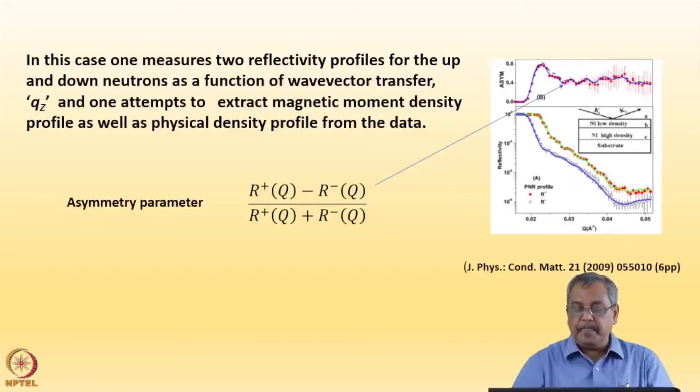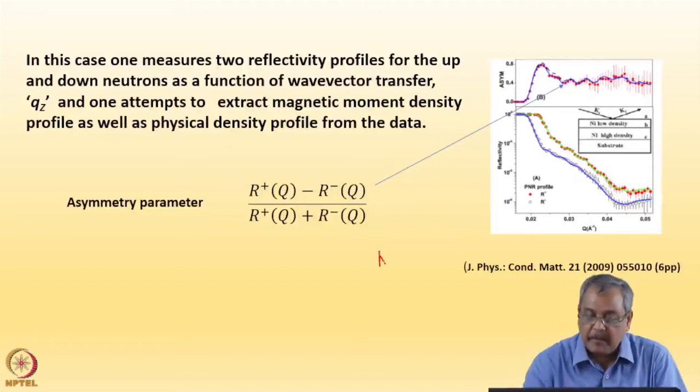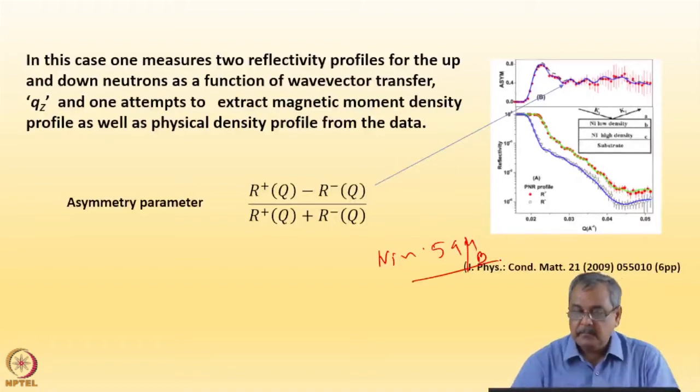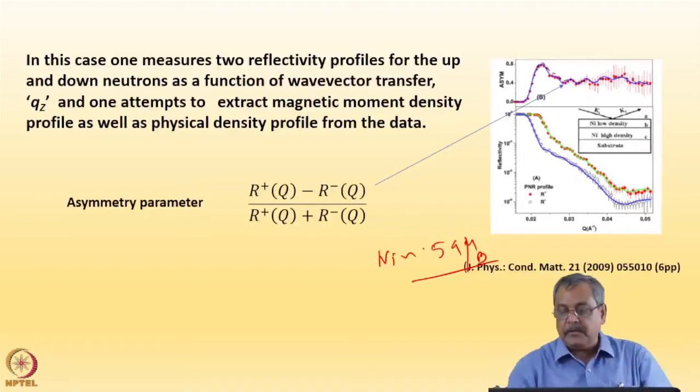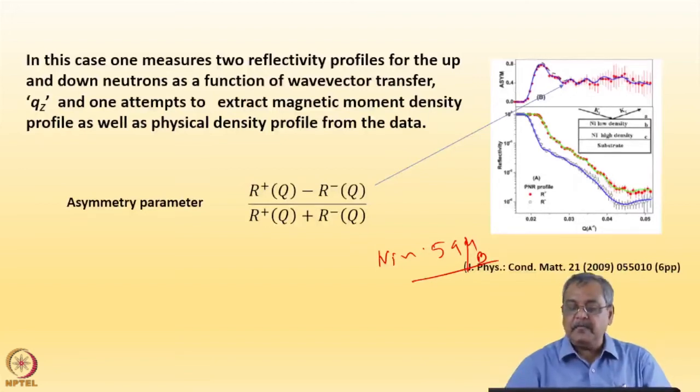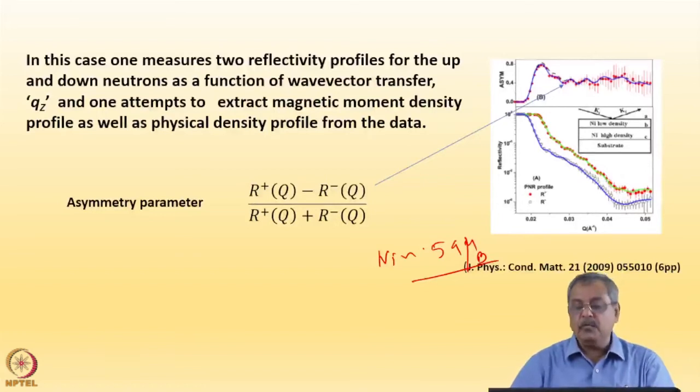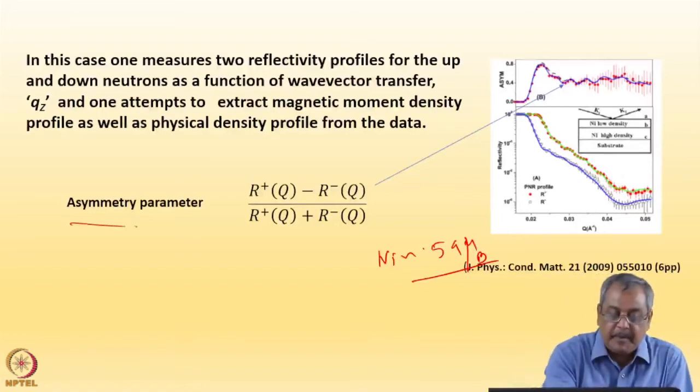So it's just an experimental example I'm showing you. It's a nickel film. This nickel film is magnetic, and we know that nickel has a magnetic moment of around 0.54 Bohr magneton per atom. So I have shown here the plot of the reflectivity profile of the two spins, R plus and R minus, reflected from the film, and we also take recourse to a plot of the asymmetry parameter.